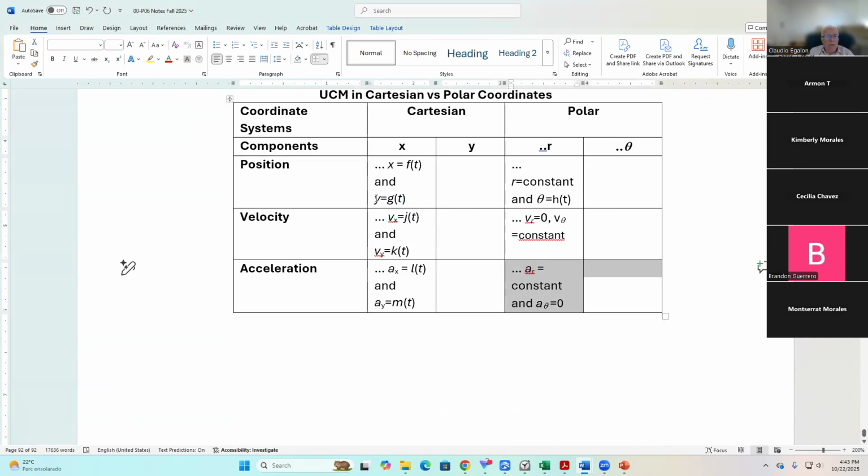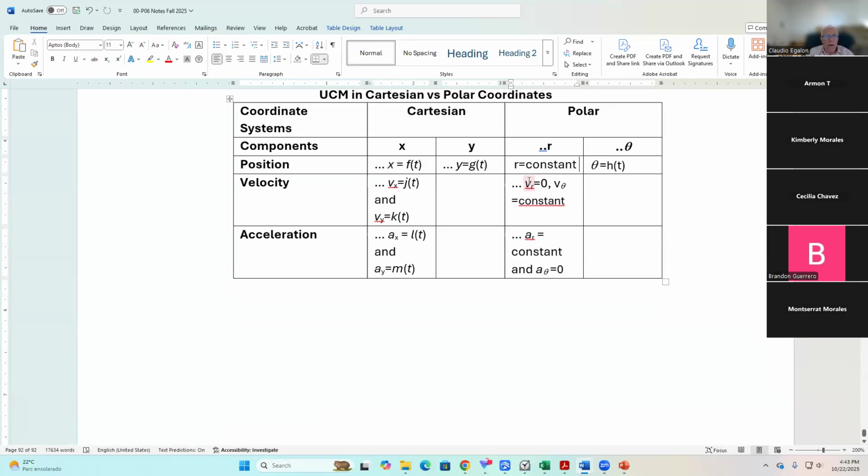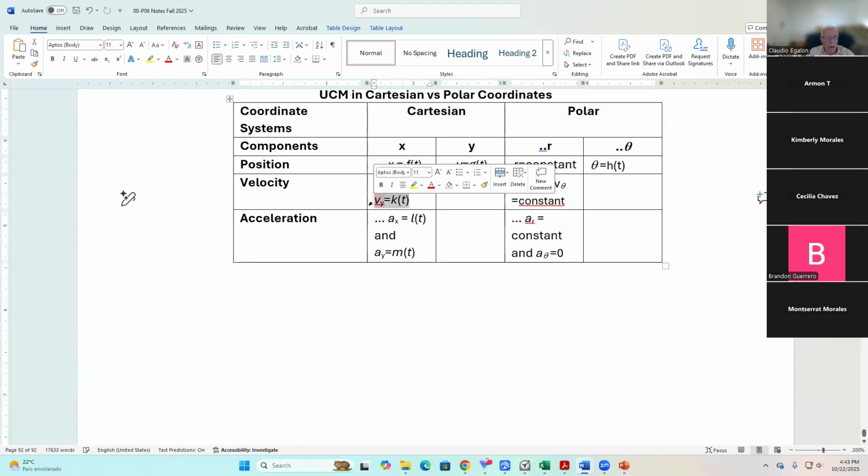Okay. X is a function of t. Y is a function of t. Are you getting the idea here? R is a constant. Theta is a function of t. The x component of the velocity is going to be a function of t, as well as the y component of the velocity.